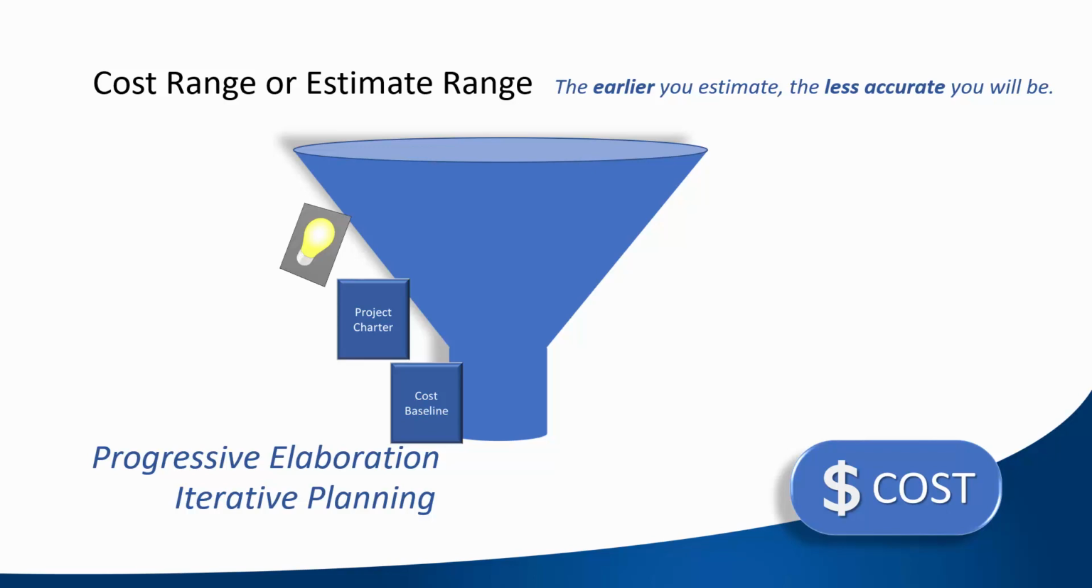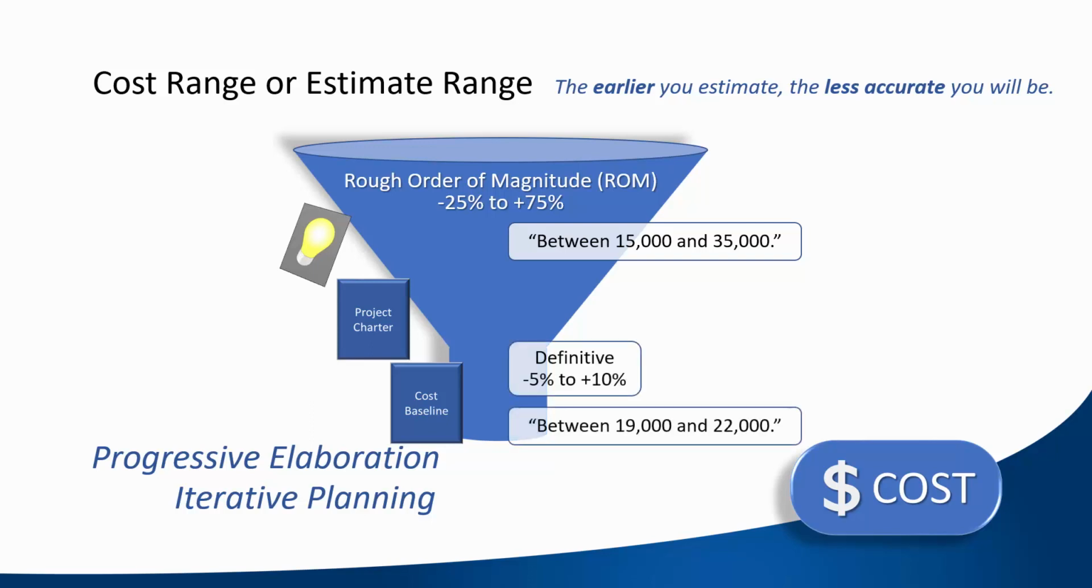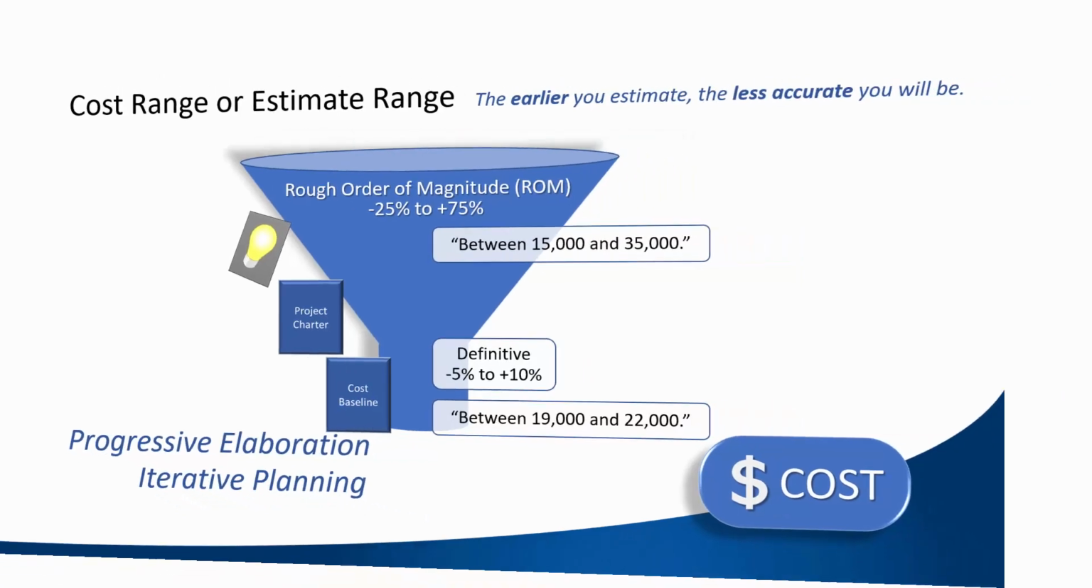The earliest estimates are often analogous estimates called rough order of magnitude. Rather than provide a single estimate, we provide a range such as between 15 and 35,000. A definitive estimate has a much tighter range because it is based on a more developed understanding of scope.